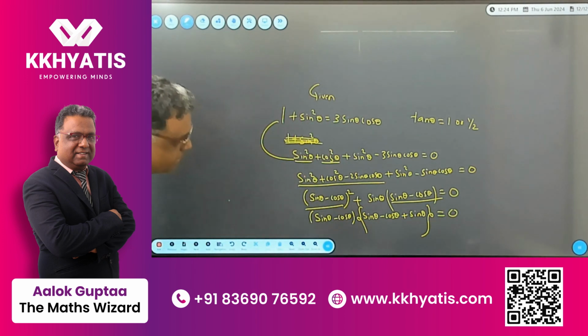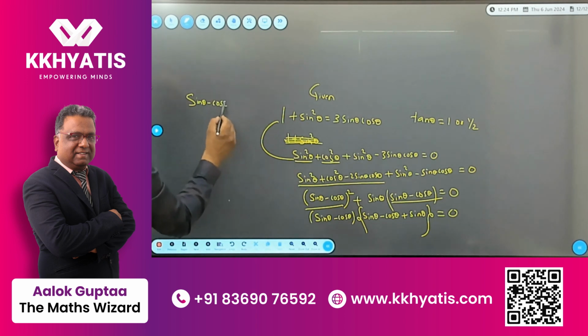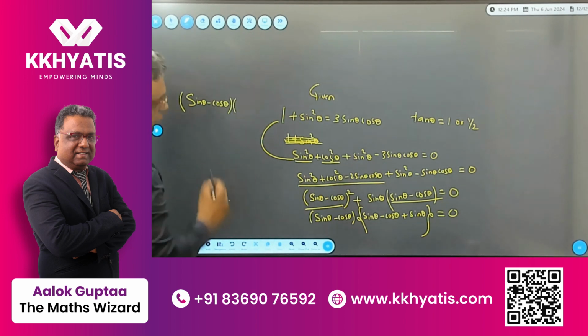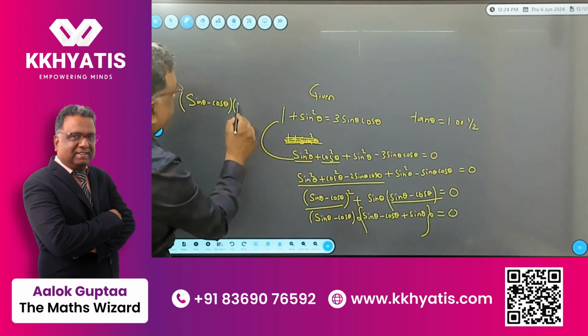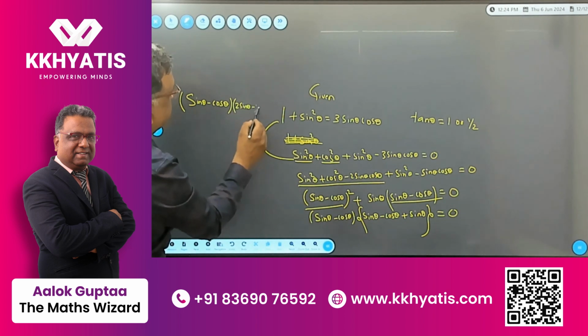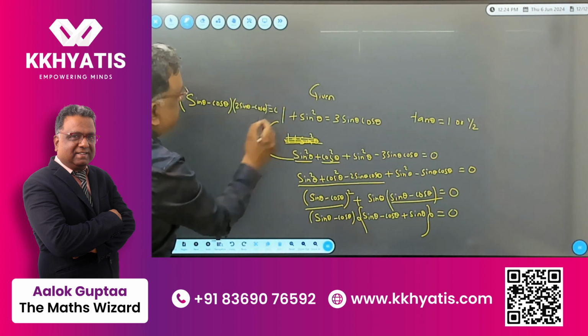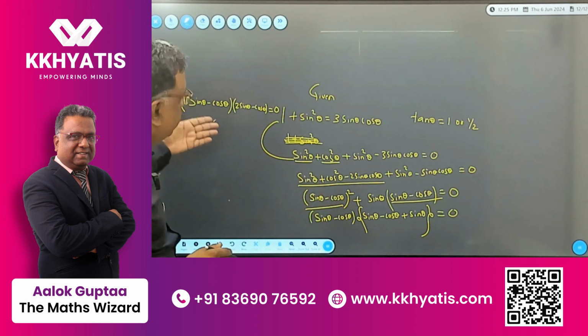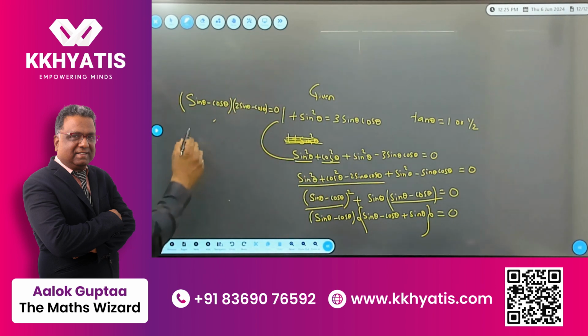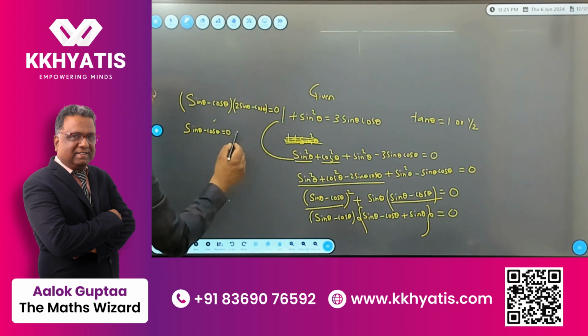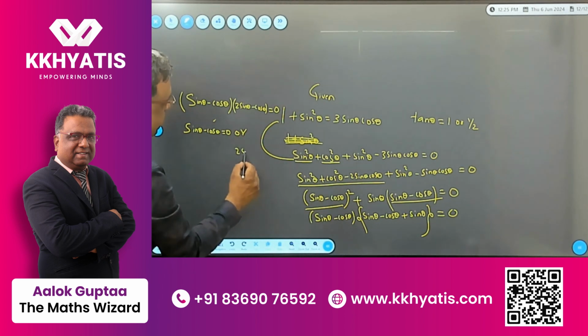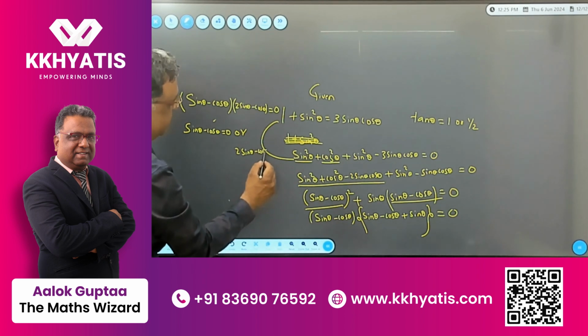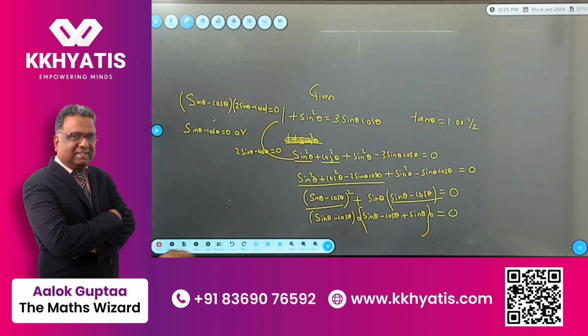Which means sine theta minus cos theta into 2 sine theta minus cos theta equals to 0. So my expression now turned out to be this. Now product of two numbers is 0. When is it 0? When either the first number becomes 0 or your second number becomes 0. If any one of them becomes 0, the product of two numbers will become 0.